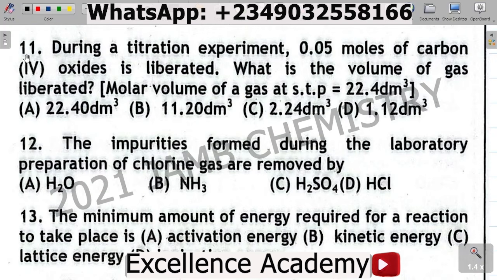All right. Question 11 says, during a titration experiment, 0.05 moles of carbon 4 oxide is liberated. What is the volume of gas liberated? Take the molar volume of gas at STP to be equal to 22.4 dm cube. A, 22.40 dm cube. B, 11.20 dm cube. C, 2.24 dm cube. D, 1.12 dm cube. So how do we solve this question here?